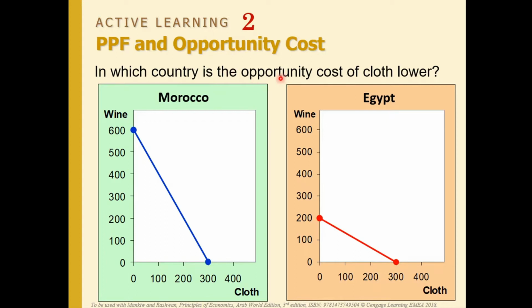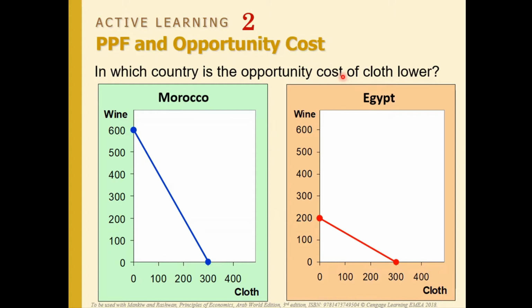What does this mean? We have Morocco here, and they produce juice. We call it juice, though here they named it wine. Morocco produces juice and clothes, and Egypt also produces juice and clothes.